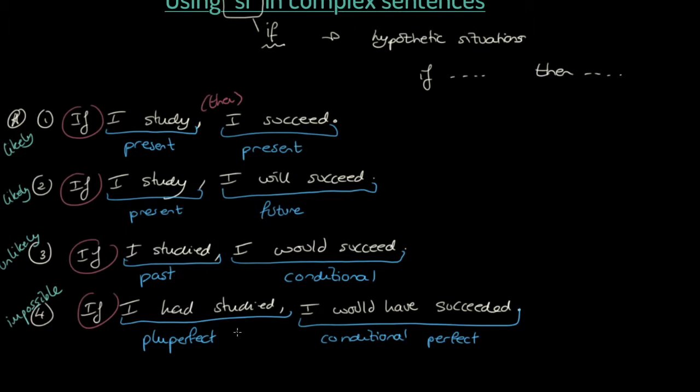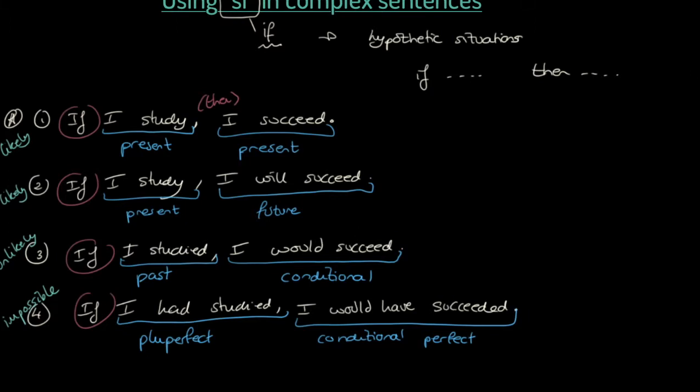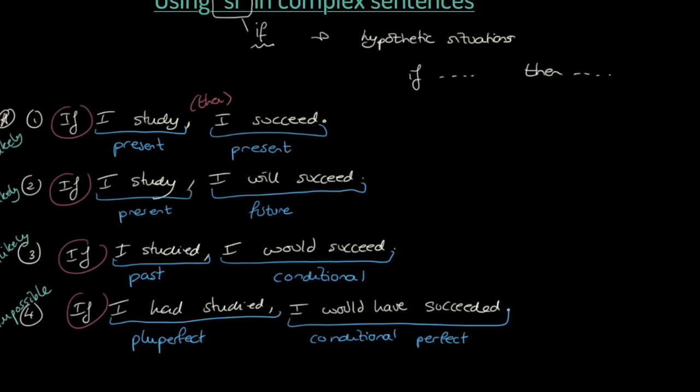Now you'd be pleased to know that in French, we use the same structures. So as long as you know your tenses, then we should be able to quite easily put these into French. So if I study, I will succeed. Let's put that into French. So if, si, I study, present tense. So j'étudie.